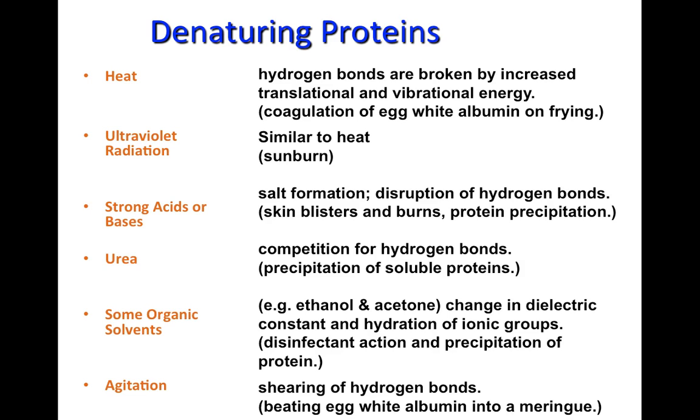Alright, so for heat, hydrogen bonds are broken by increasing the translational and vibrational energy of the hydrogen bonds. Alright? And you have other denaturants. You have UV radiation, strong acids or bases, urea, organic solvents, or just simple agitation, meaning shaking it up, which could cause denaturation. So please have a read of this, and then we can move on.